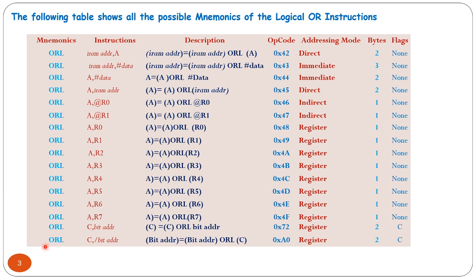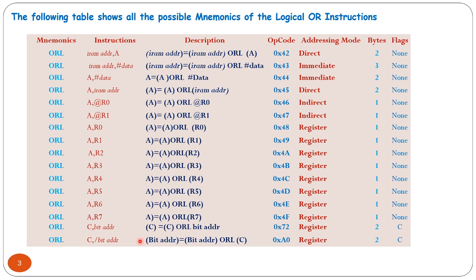Next instruction is ORL C, bit address: the content of the bit address is logically ORed with the content of the carry flag bit, and the result is stored in the carry flag bit. So this has 72H operation code, 2 byte instruction, only the carry flag is affected.